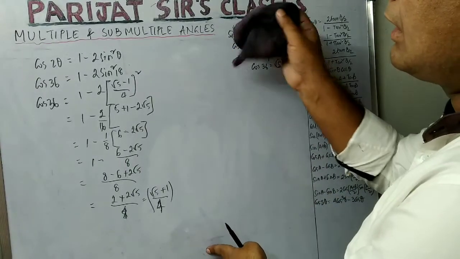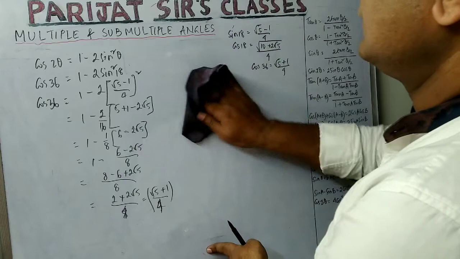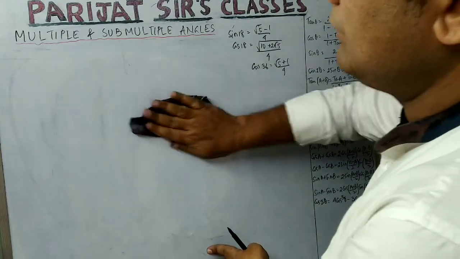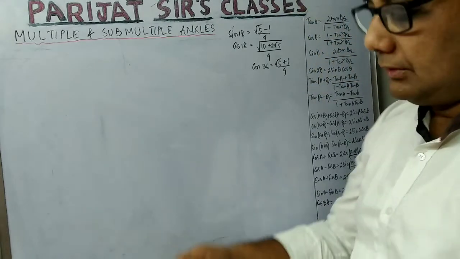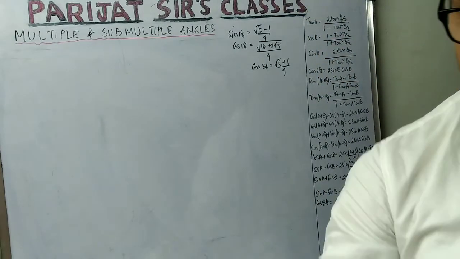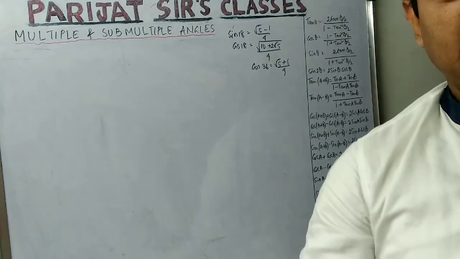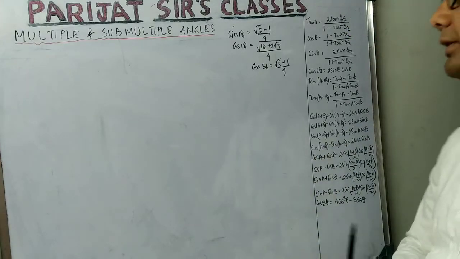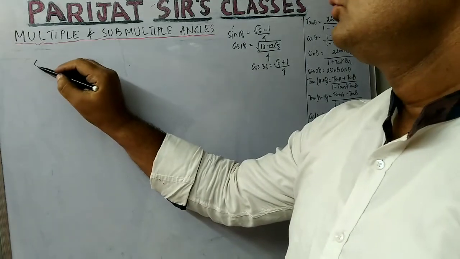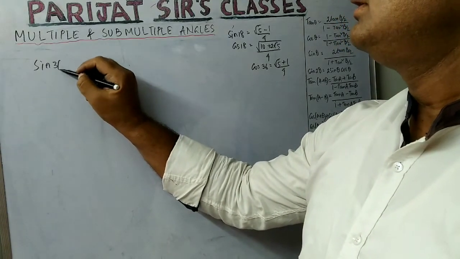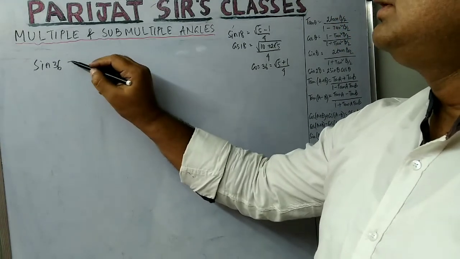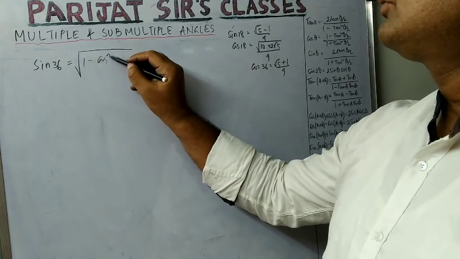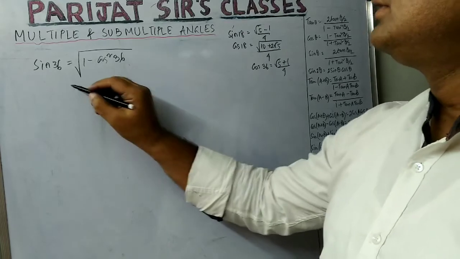Now let us see how we find sine 36 degree. That is again the application of these formulas, and you'll see how I apply them. Sine 36 degree: we know sine theta is root over 1 minus cos square theta. So cos square 36 degree.